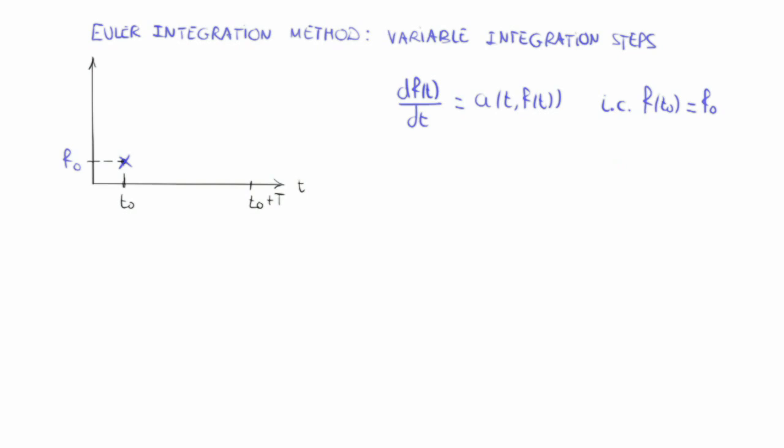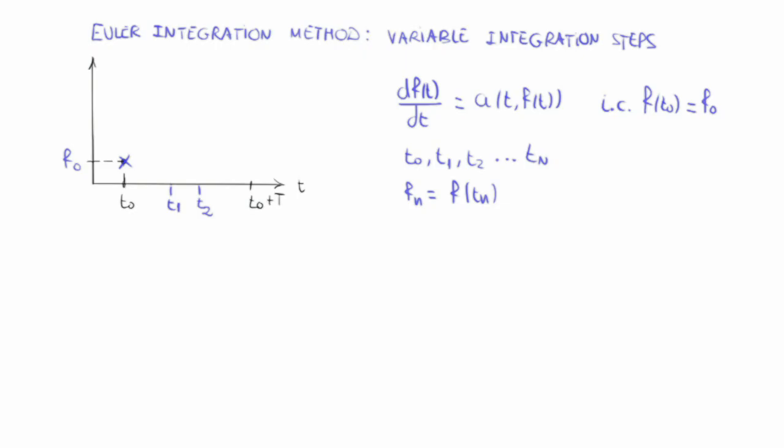We're also given a grid of monitoring times t0, t1, t2, up to tn. These are not necessarily equally spaced. So for instance, t1 is here and t2 is here. The value of the trajectory at time tn will be denoted fn.